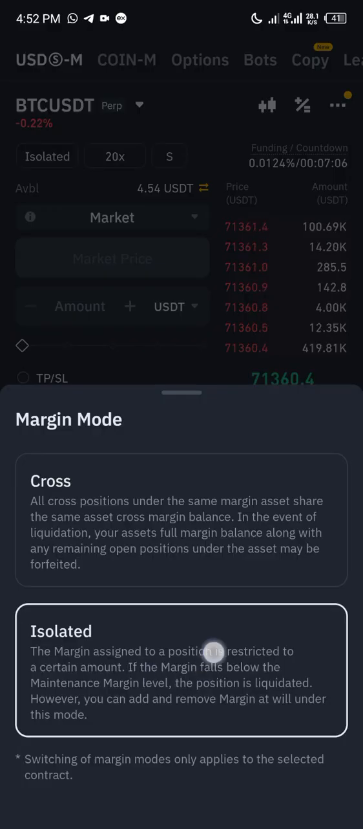With isolated, if you enter into a trade, we are going to practicalize it. So guys, kindly watch this video till the end so you can understand it properly.